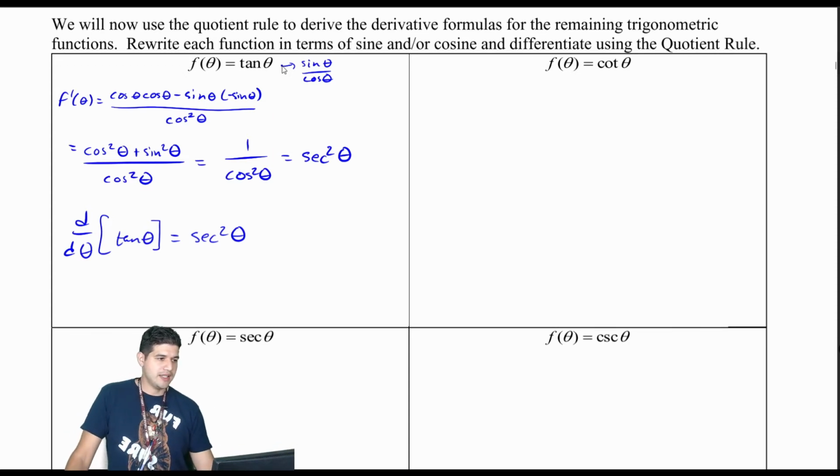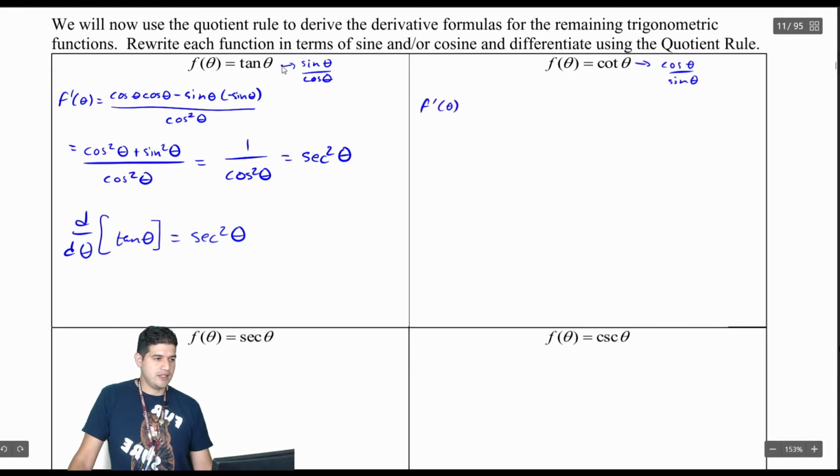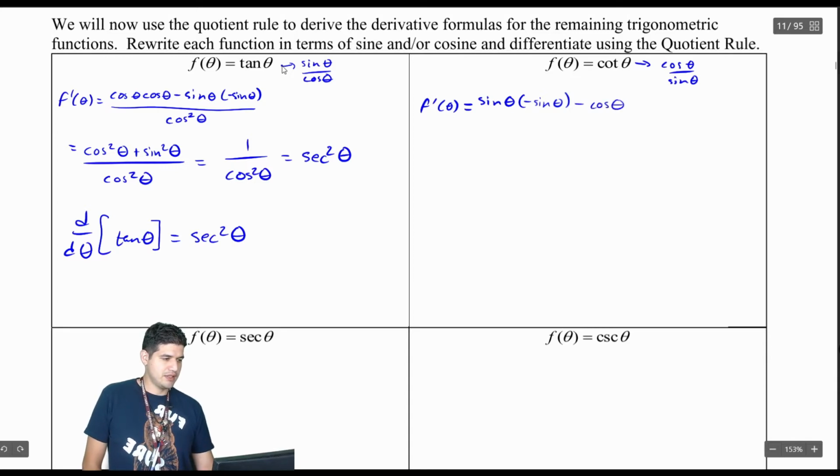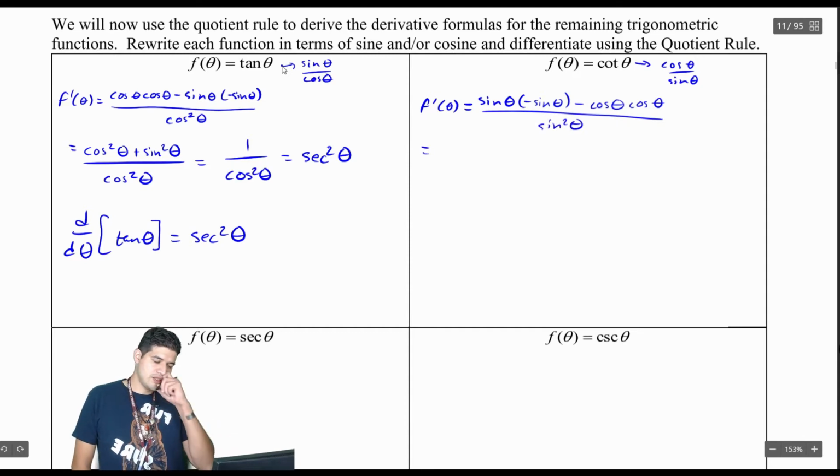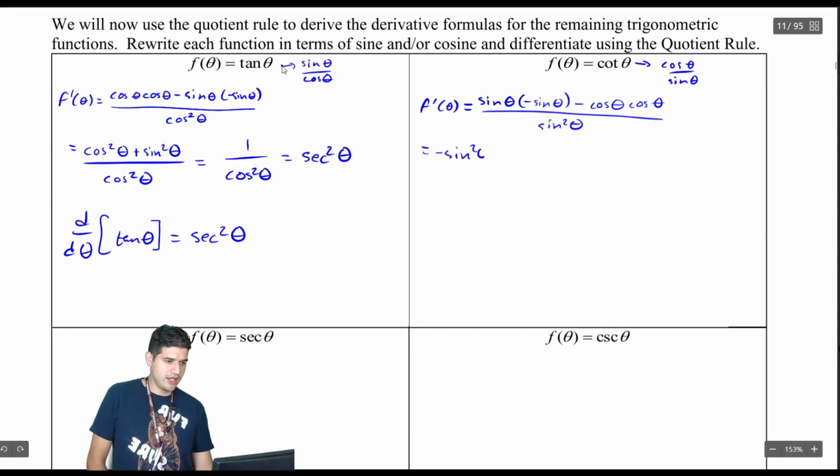Again, cotangent is just the reciprocal of tangent. So that's going to be cosine theta over sine theta. If I want to find its derivative, all I've got to do is go sine theta times negative sine theta, minus cosine theta times cosine theta. Square the denominator, and away we go. In my numerator, I get negative sine squared theta minus cosine squared theta all over sine squared theta.